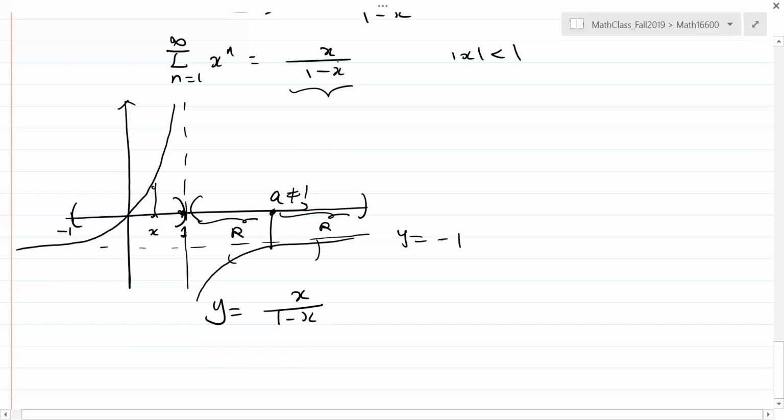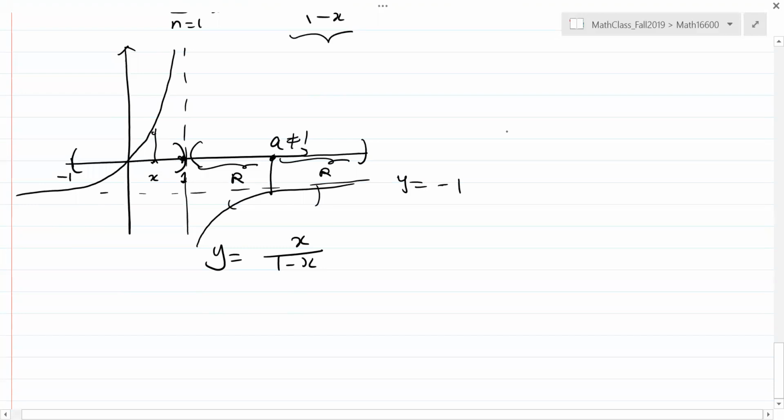How can I do that? The radius is going to be, from the picture, if A is positive, greater than 1, A minus 1. If A is negative, it's 1 minus A. So let's just say the absolute value of A minus 1, as long as A is not going to be 1. Then R is positive.